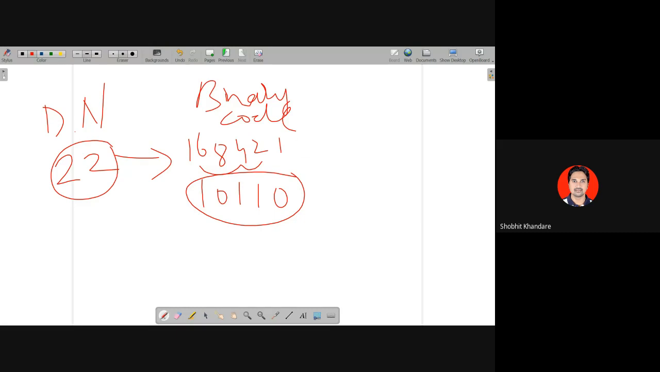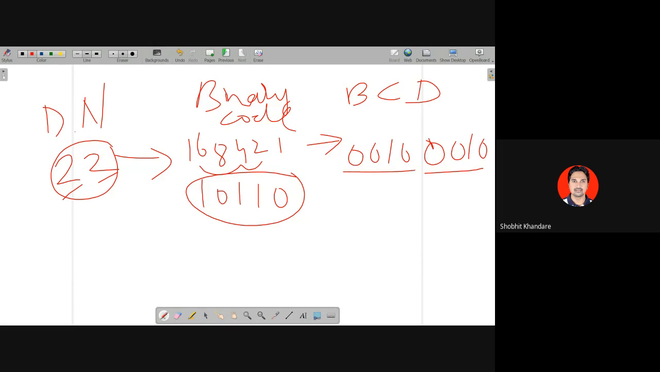My next question is, how will you represent these 22 in BCD? 0010. Very good. 0010 and 0010. So for this two, you have 0010. For this two, you have 0010.